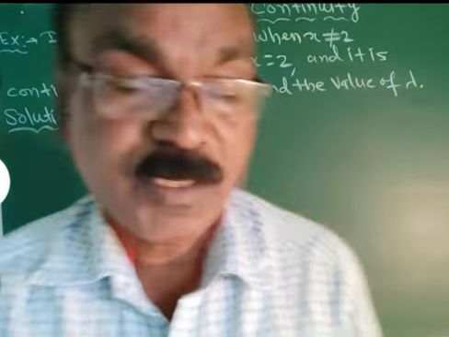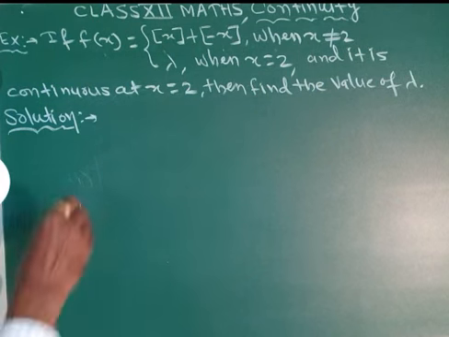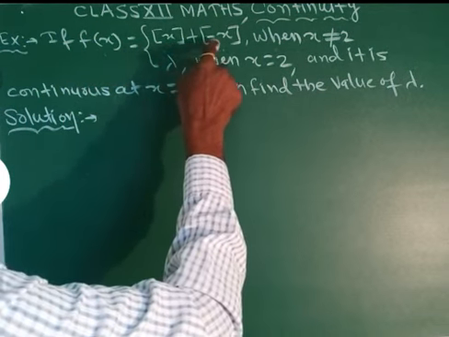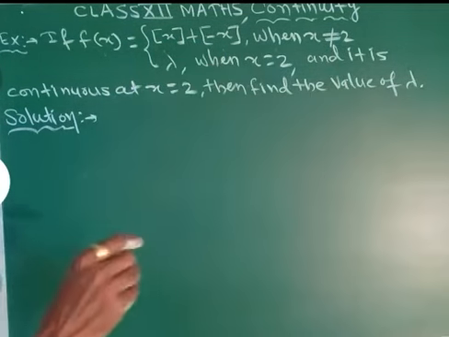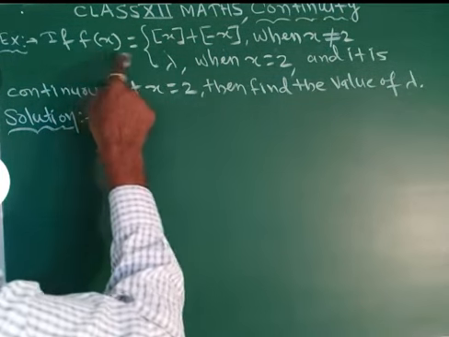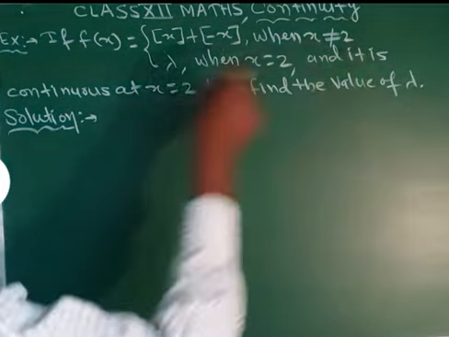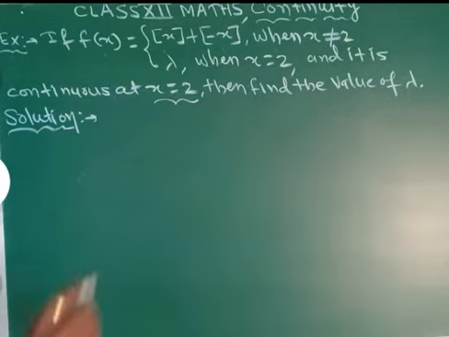Okay, students, in the chapter Continuity and Differentiability of class 12th, we shall see some more examples of limits. Here, f of x equals greatest integer x plus greatest integer minus x when x is not equal to 2, and f of x equals lambda when x equals 2. It's continuous at x equal to 2. This is given. Then find the value of lambda.